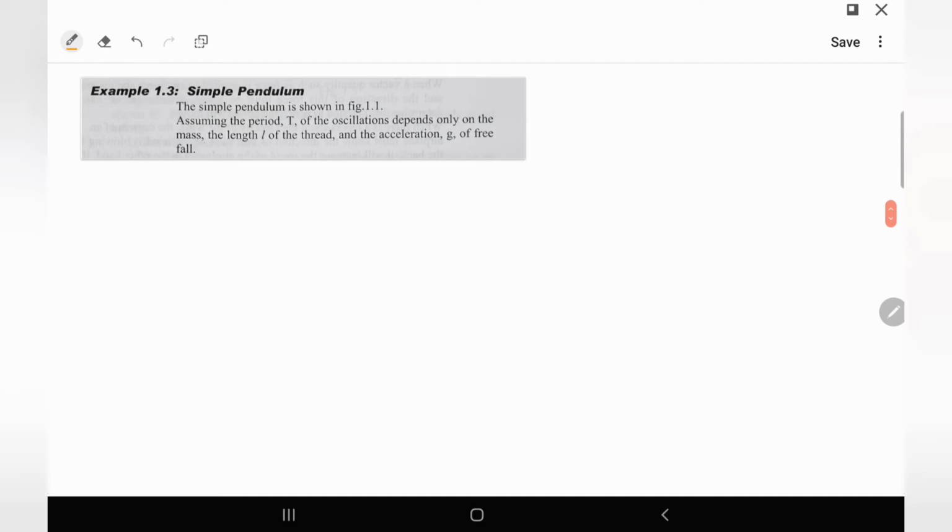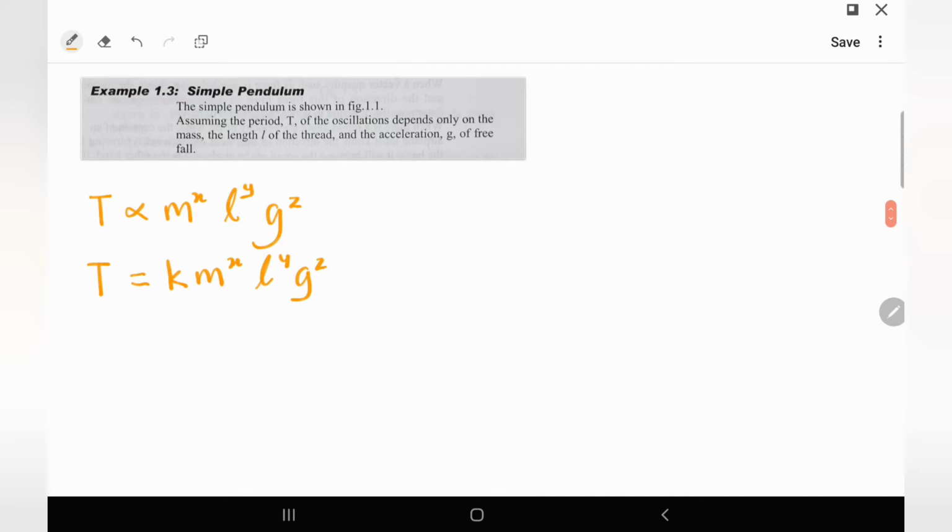So we just assume that period now is proportional to, the first one is mass, the second factor is L, the third factor is G. So are they directly proportional or inversely proportional? We don't know, so we just put the index number here as X, Y, and Z. Alright, so basically the equation we get now is T equals K m to the power of x, L to the power of y, and G to the power of z.